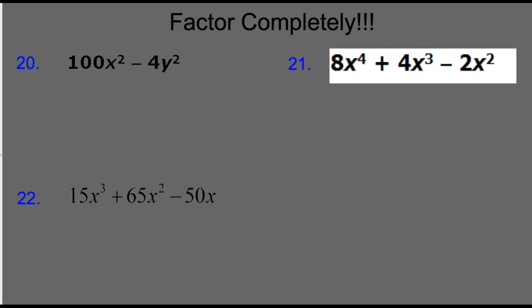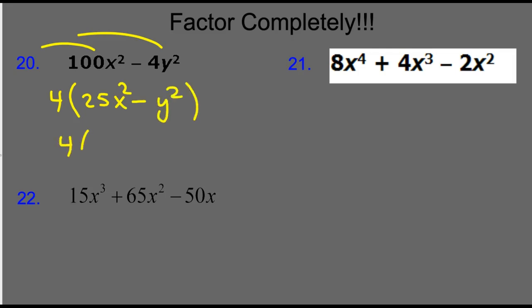Factor completely. These last ones, we got to factor stuff out in order for everything to completely factor. So right here, guess what I can undistribute? A 4, and that's it. So now 4, I can take that out. I got a 25x squared. I got a minus y squared, and guess what that is? Oh, the difference of two squares. All right, I got a 5x plus y, and I got a 5x minus y.